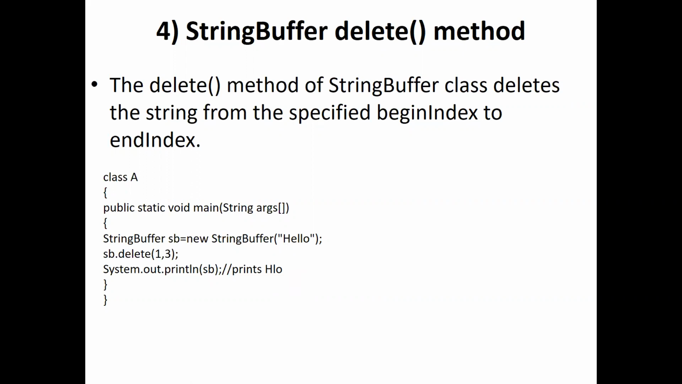The logic remains the same. The start index should be included and the end index should be excluded. Means if you give 3, it will consider till 2. If you give 5, it will consider 4. It's less by 1. So here, 1, 3 I have defined means first index and second index. These two indexes should be deleted. The first index is E, the second index is L. So this EL should be removed and remaining is HLO. You can see the output is HLO here.